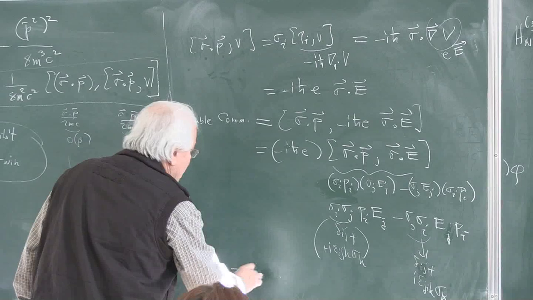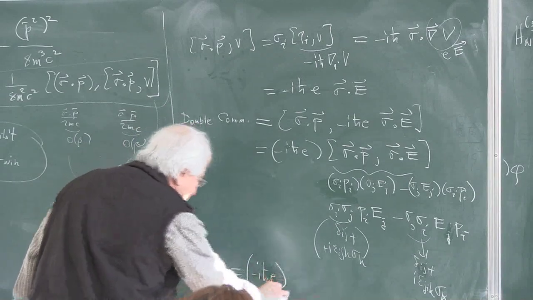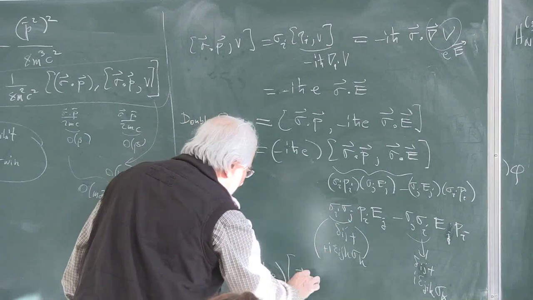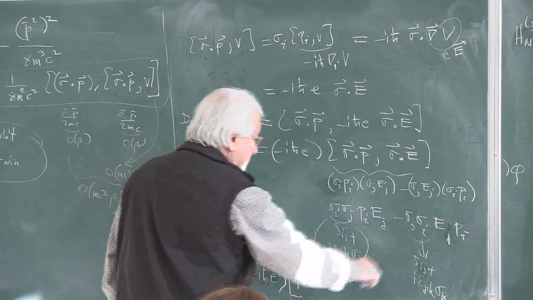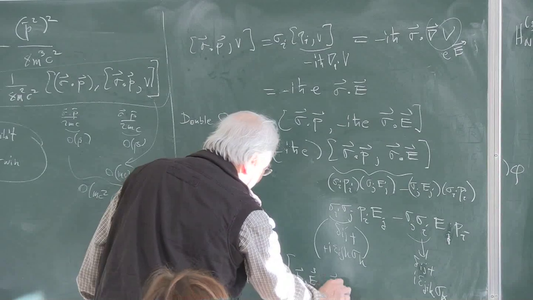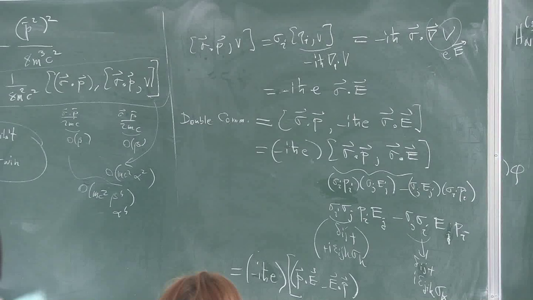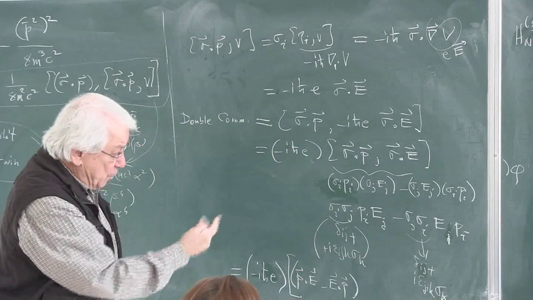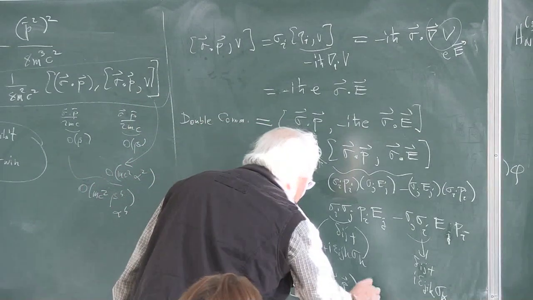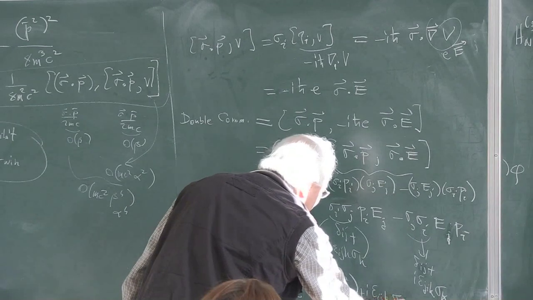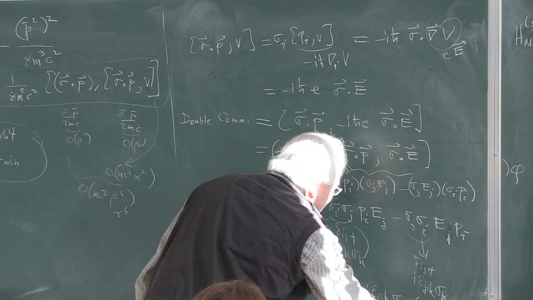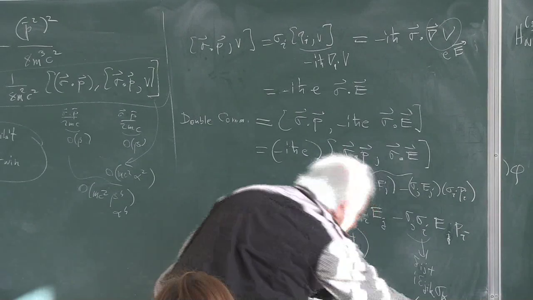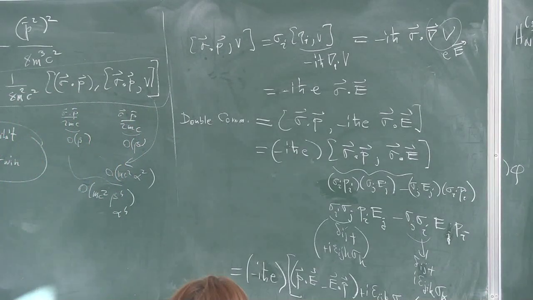So the delta_ij terms first give me, there is the overall minus i h bar e that is there already, p dot E minus E dot p from the first terms. From the second terms, it is epsilon_ijk, the epsilon_jik. So if I change the order, the second sign becomes plus. So plus i epsilon_ijk sigma_k p_i E_j, I hope you can see it, E_j p_i. That sign is important.